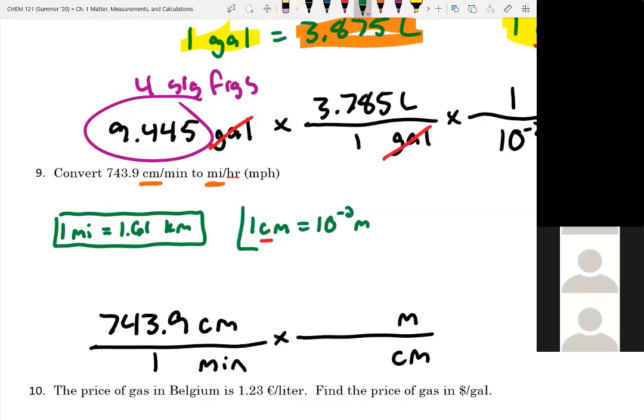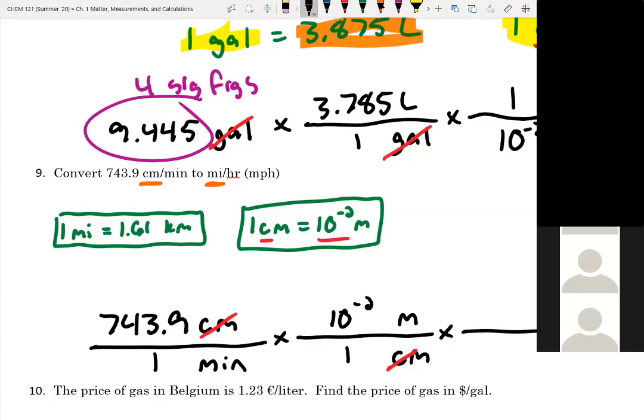So maybe this would be our other conversion, because we know that 10 to the negative 2 is the same as the C prefix. Okay, so let's do this conversion. We would have 10 to the negative 2 on the top and then 1 on the bottom with our centimeter. So we can cancel out centimeters here. All right, but now we need to cancel out meters, so I'm going to put that on bottom. And our goal at this point is to start getting to kilometers, so then we can eventually get to miles.